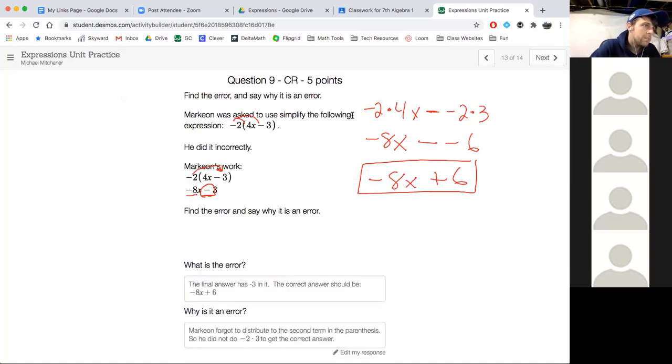With these questions, make sure you're carefully identifying a mistake and explaining why that's a mistake. If you're doing both of those two things, you're going to be getting your full credit. If you're only doing one of them or one and part of it, then you're going to be missing some of your points here.